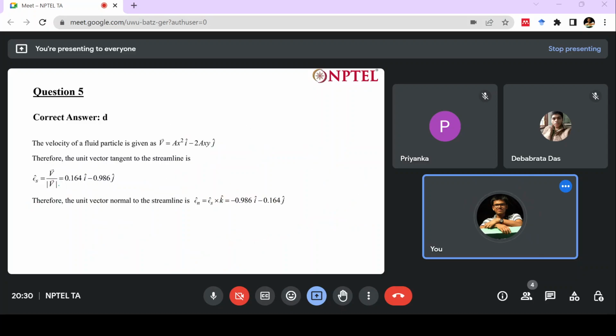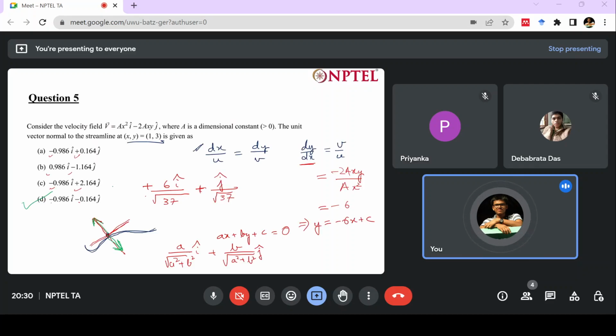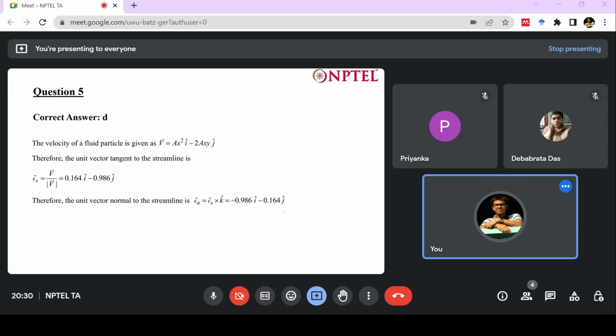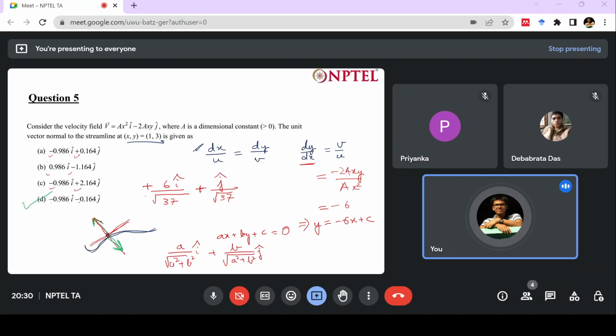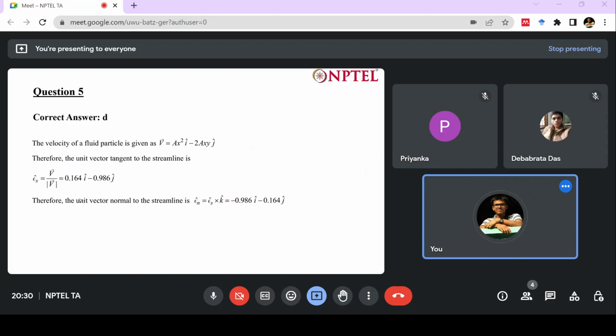So yeah. They have given it in the form of a formula, and we have used our basic understanding of mathematics. Basically we have done the same thing. So whichever way suits you.